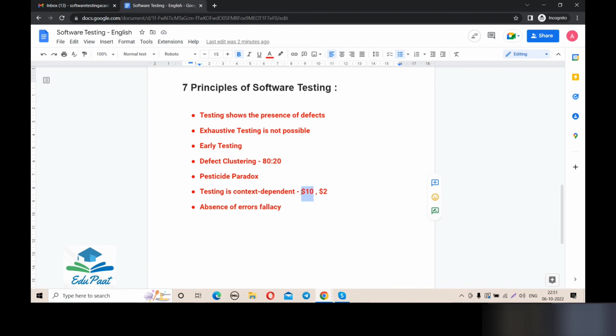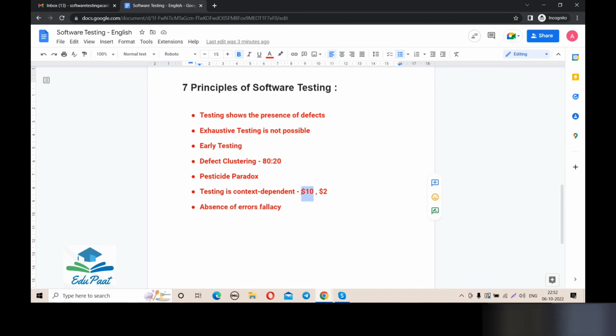And now coming to the last and 7th principle. What is that? Absence of error fallacy. What does it mean? It is the common belief that a low defect rate implies the product is a success. If any product has low defects, that means the product is successfully running. So this idea is the absence of error delusion. In which product there are fewer errors, the product's success is high, right?